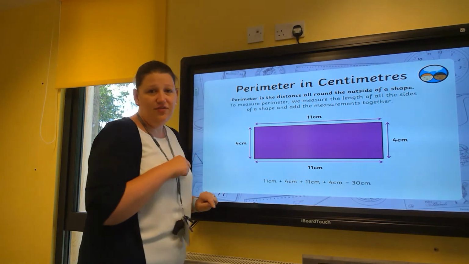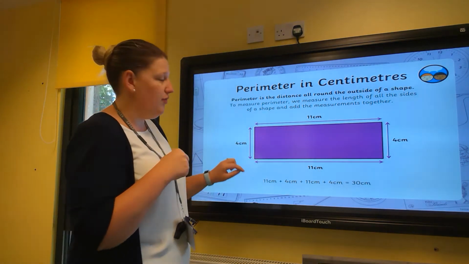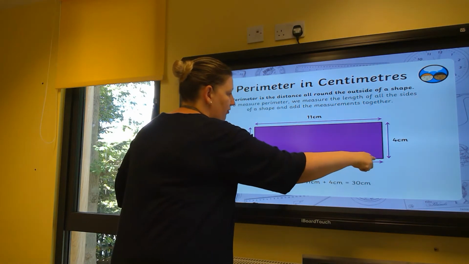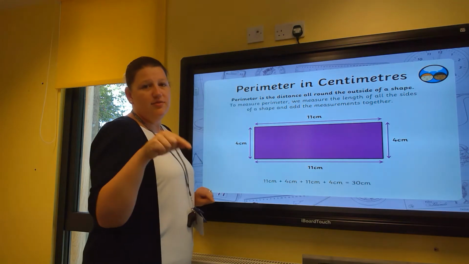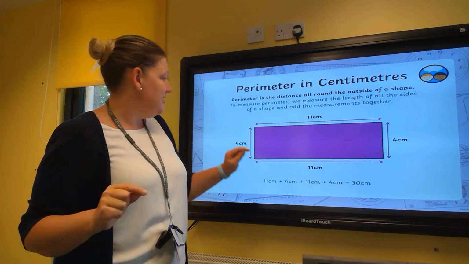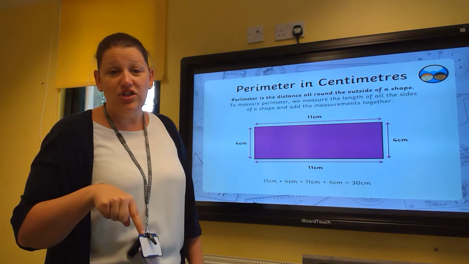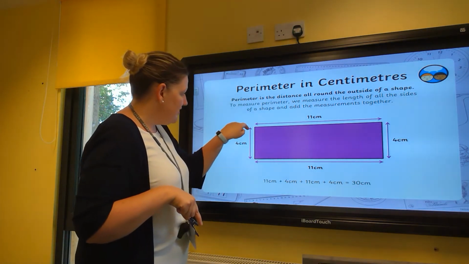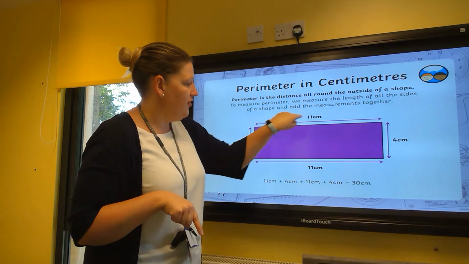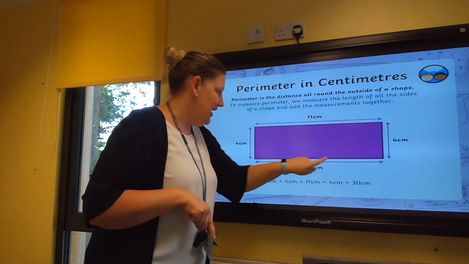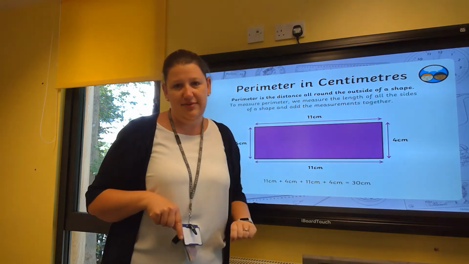So if I was, say for example, a person walking around the outside of my rectangle, I'm going to start in a corner and I'm going to walk all the way around. Okay, and sometimes when you're doing perimeter, a really good idea is to do a little indication of where you started, so you know which edges you've already counted. So I could draw myself a little circle in the corner here and know that I've gone around here. So I've done 11 centimetres, add 4 centimetres, add 11 centimetres, add 4 centimetres.